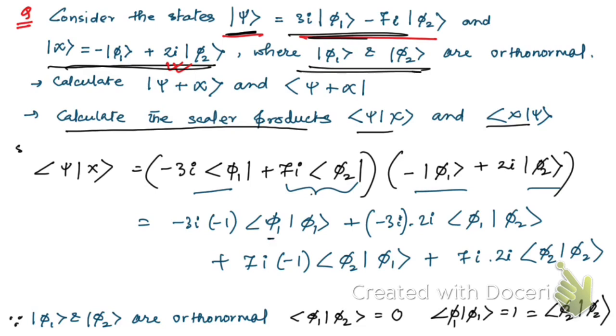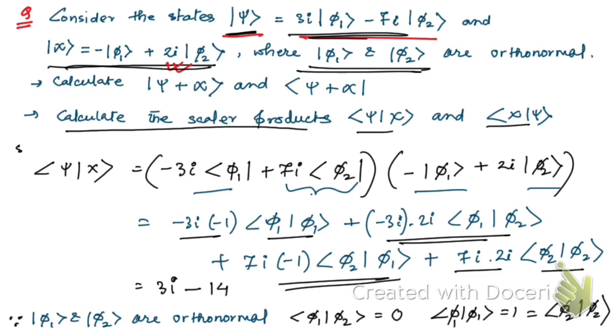If that is the case, these become 1 and these two terms become 0. So we are left with, if you multiply these two, 3i, and if you multiply these two, minus 14, right? So this is the result we have got. This is the scalar product of psi and chi we have got. Now let me copy this result and go to the next slide. So here is the result we have got, which can be written as minus 14 plus i3.